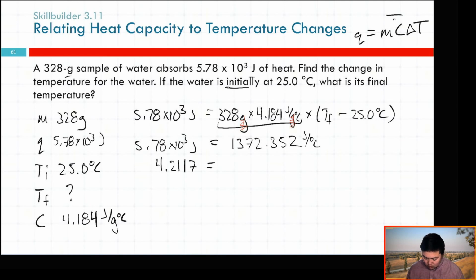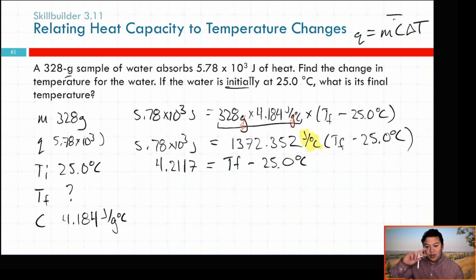Oh yeah, and then we still have T final minus 25.0 degrees C. Now we have T final minus 25.0 degrees C. I was going to mention something: we flipped these units. We had joules per degree C, and we divided, so that inverts it. So joules is on the bottom, the joules cancel, and we end up with degrees C as our units here.